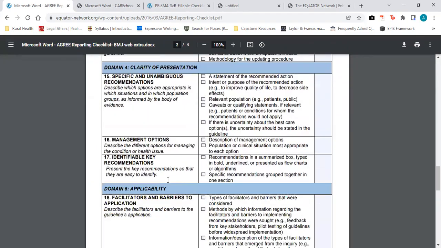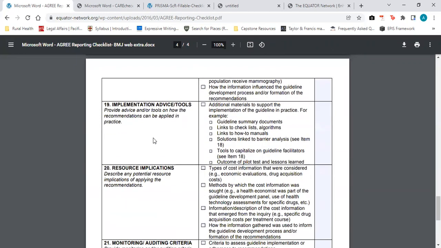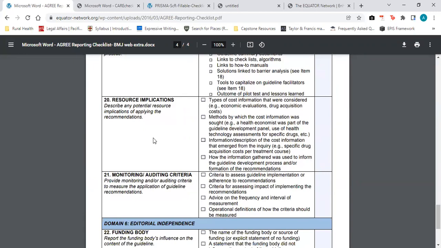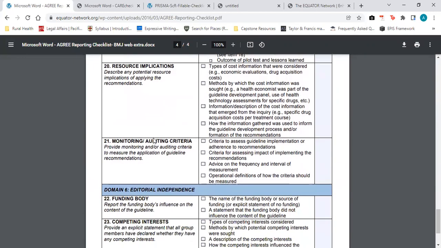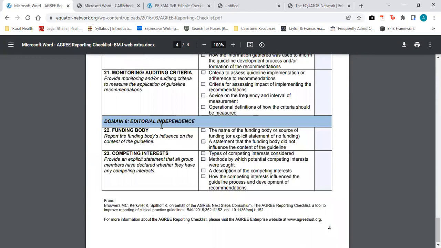Moving down here to making sure that your recommendations are very clear and specific. And what I think is a very important part of a capstone is the applicability, particularly applicability to occupational therapy. It gives some really useful things to think about and really consider including in your work. And some things like editorial independence may not be applicable to your project, but again, this can be really useful.